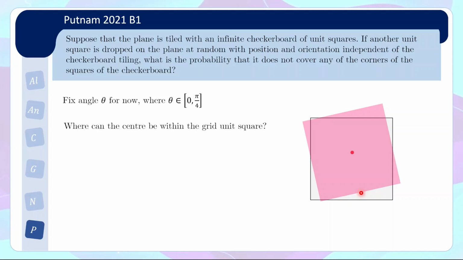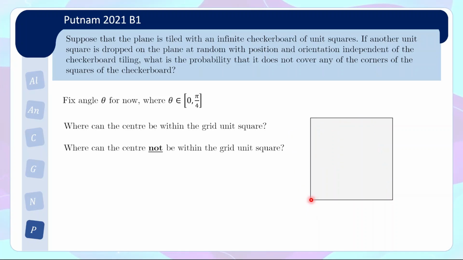square. Actually, it turns out that maybe it's easier to ask where the square cannot be. So for example, the center cannot be here because it will cover this corner. So the question becomes, where can the center not be within the grid unit square? Let's tackle a slightly easier question first. What spots of the center will cause the red square to cover, in particular, the bottom left corner?